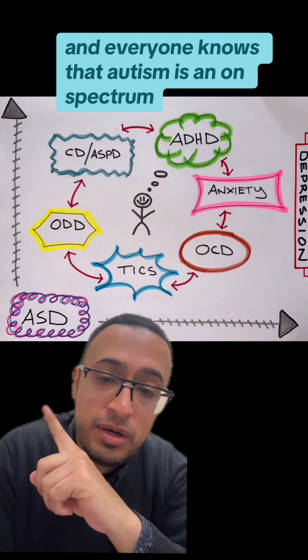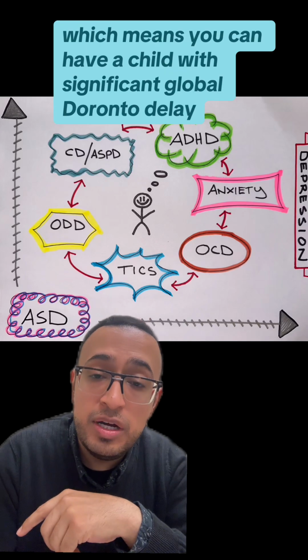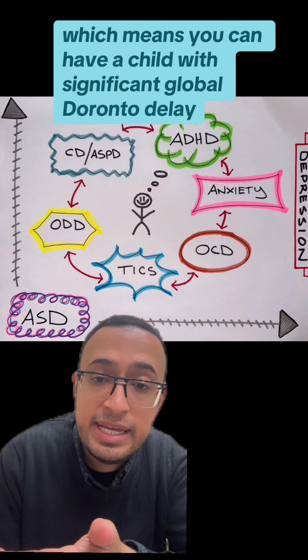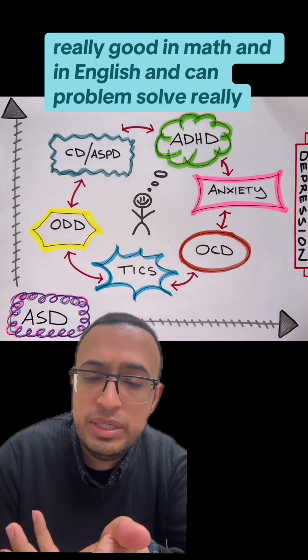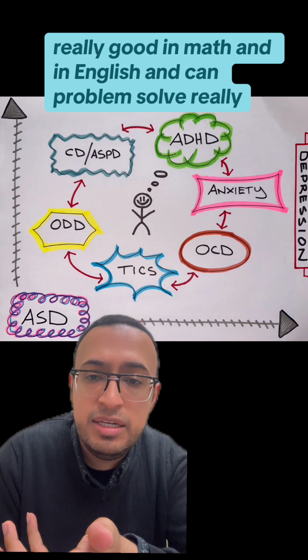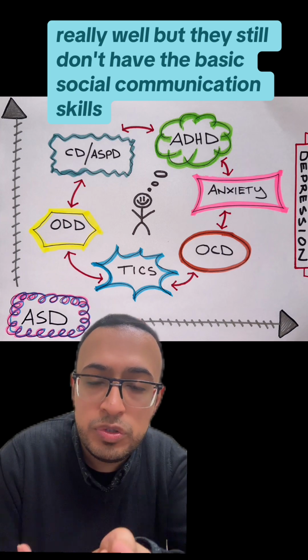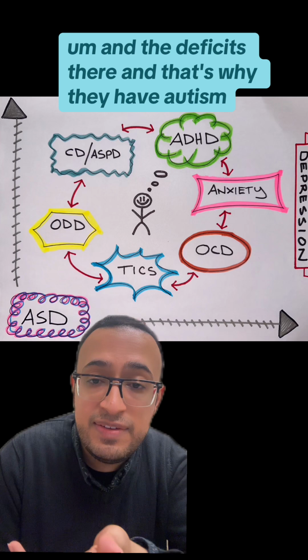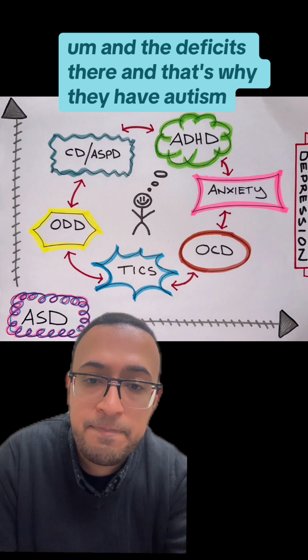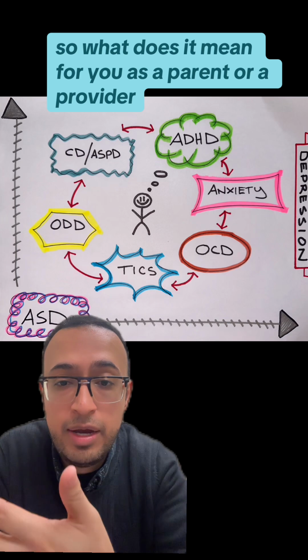And everyone knows that autism is on a spectrum, which means you can have a child with significant global developmental delay, but you can also have a child who's really, really good in math and in English and can problem solve really, really well, but they still don't have the basic social communication skills, and the deficits there are why they have autism. So what does it mean for you as a parent or a provider?